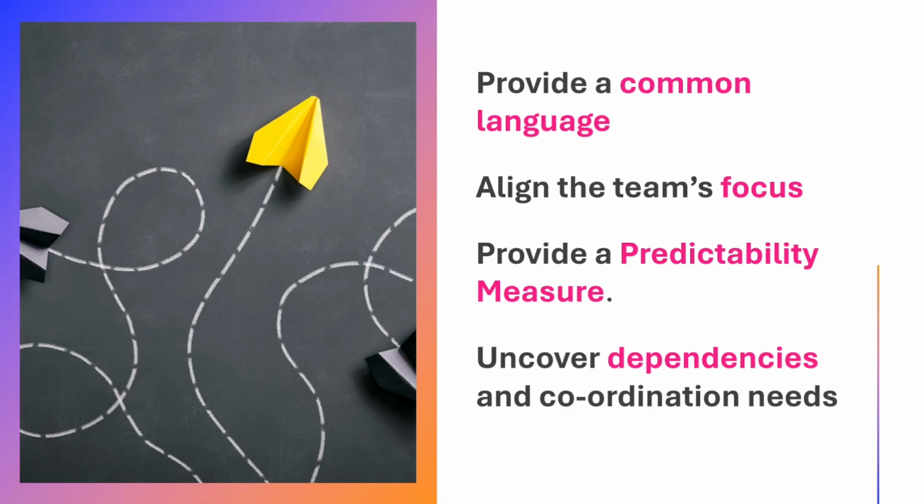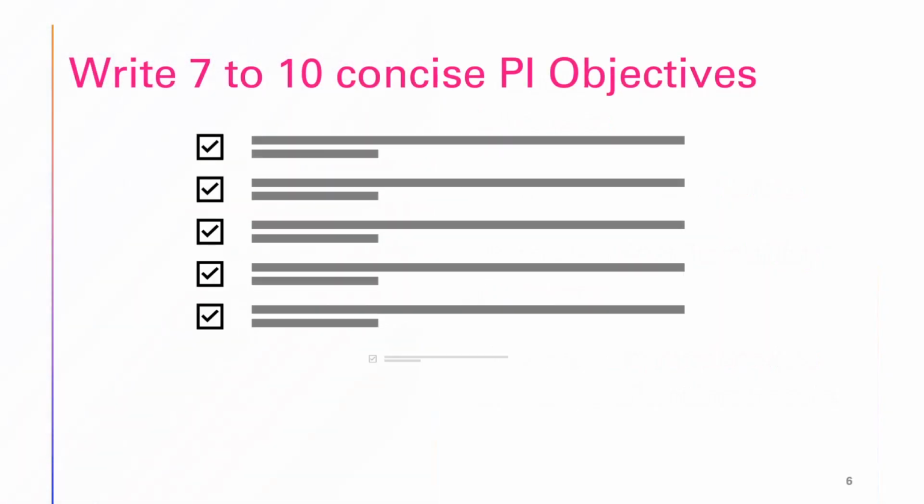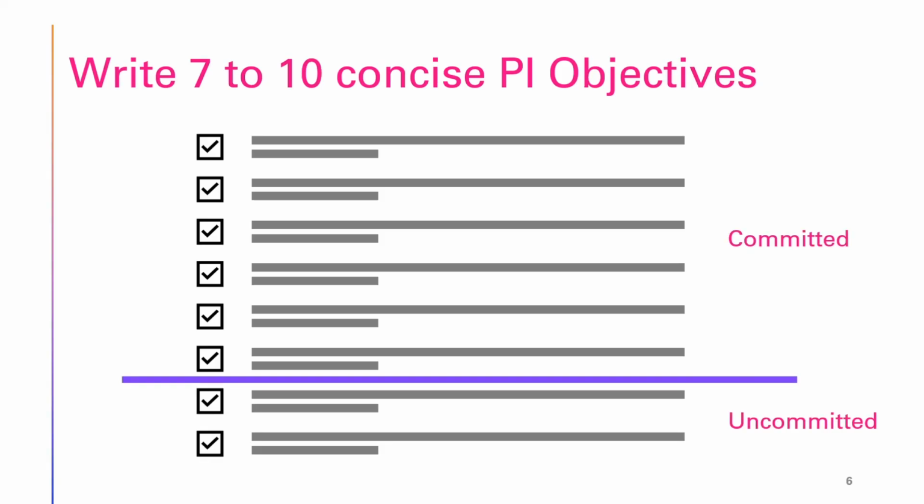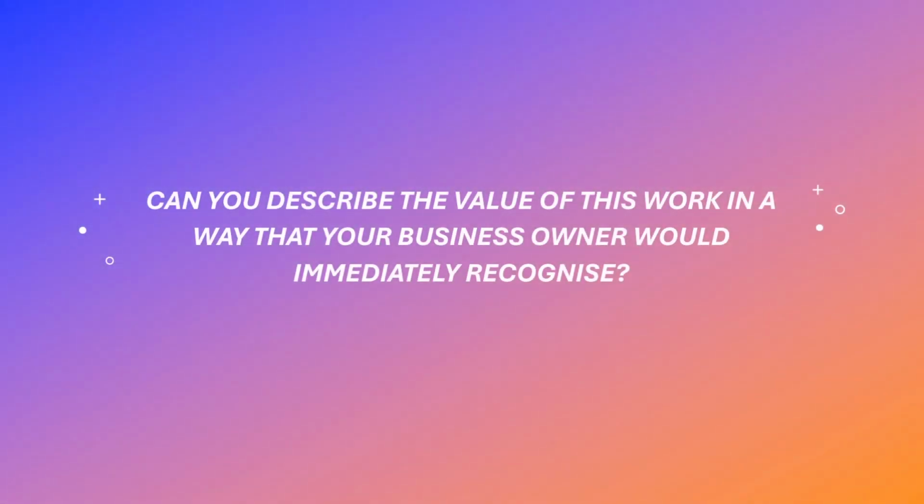During PI planning, teams break down features into stories, assess capacity, and then distill that work into 7 to 10 concise PI objectives, plus 2 or 3 uncommitted ones if needed. It's not about listing every task, it's about capturing intent and value in language the business can understand. Here's the real test. Can you describe the value of this work in a way that your business owner would immediately recognise? If the answer is no, you probably need to refine the objective.